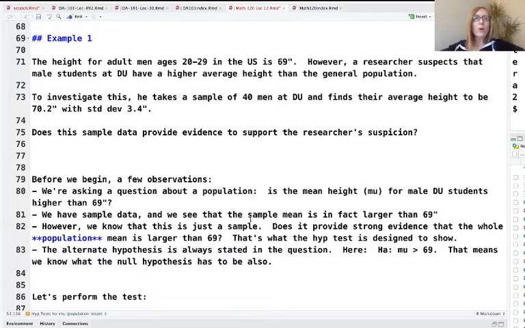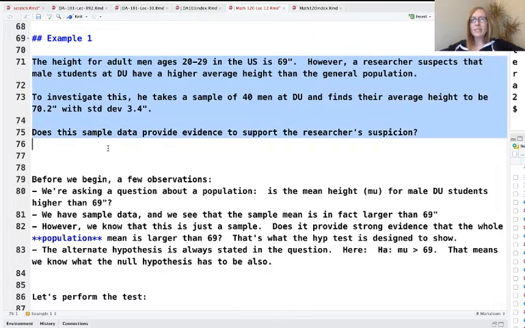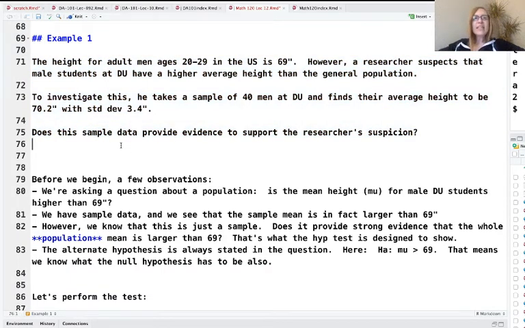So for example 1, this first paragraph is the problem itself. It says the height for adult men ages 20 to 29 in the United States is 69 inches, in other words, 5'9". However, a researcher suspects that male students at Denison have a higher average height than the general population. Right there. We know that for all men in the United States, the average is 69 inches. But what if we suspect for this population, male students at Denison, maybe we think that that average is higher for some reason?